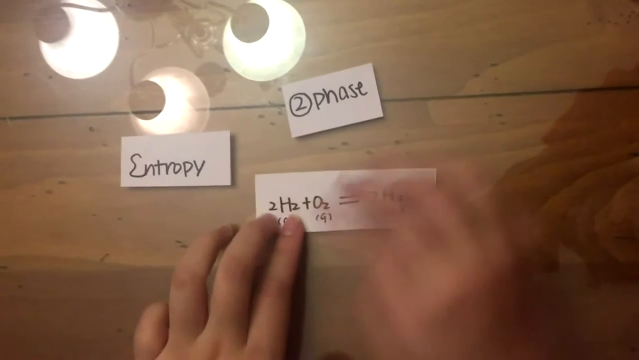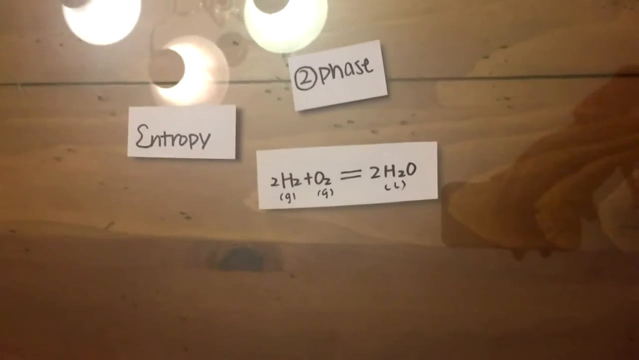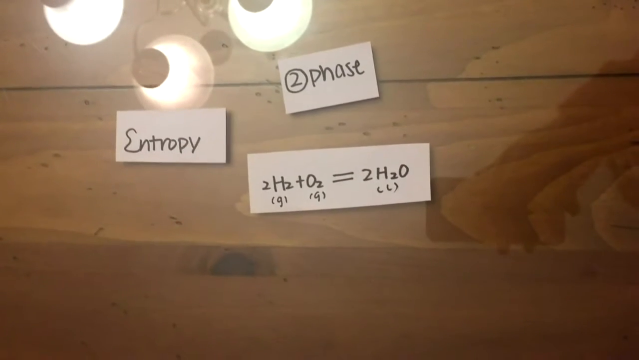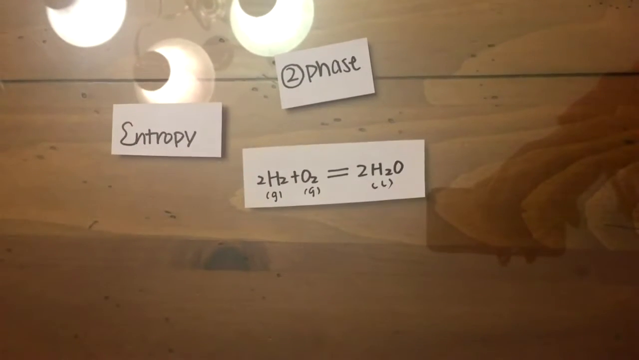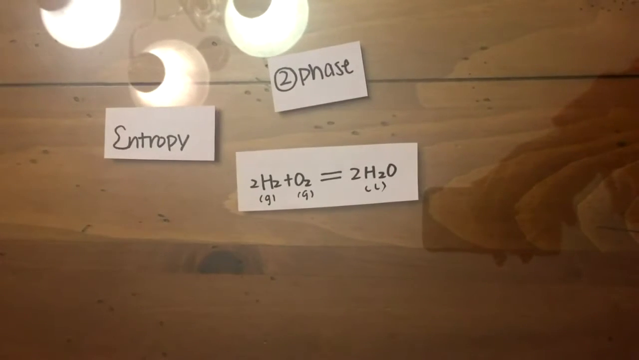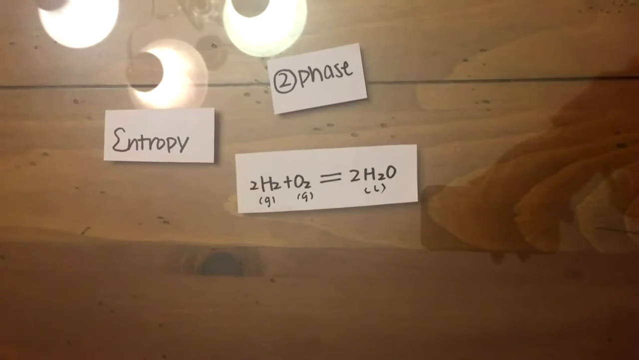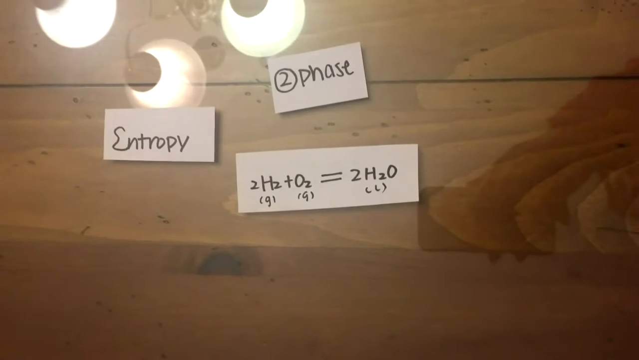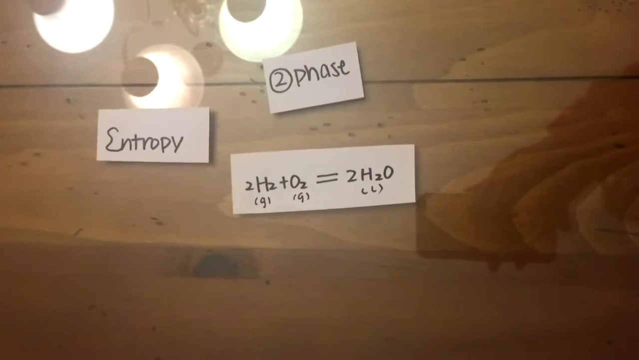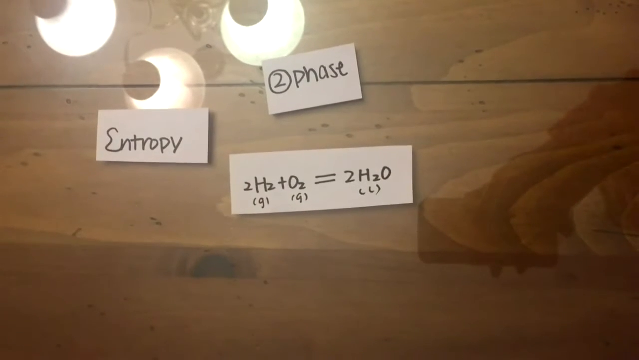The second way of predicting entropy change is looking at the phase change. Here is a reaction. 2 moles of hydrogen and 1 mole of oxygen reacting to produce 2 moles of water, while hydrogen and oxygen are both in gas state. Water as a product is in liquid state. That means the entropy of this reaction has decreased as well.